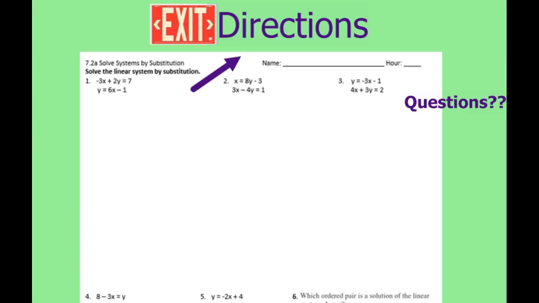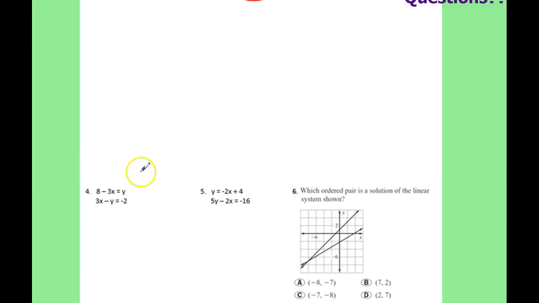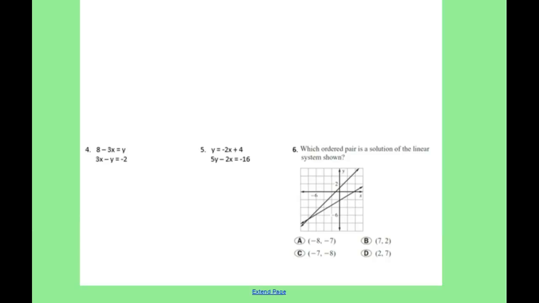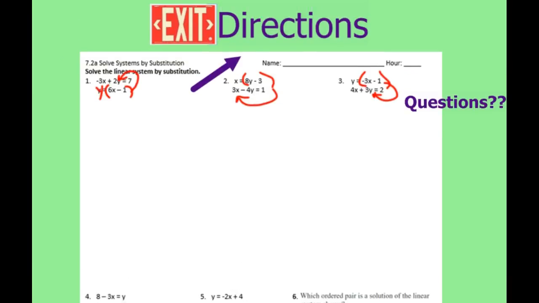Alright, your homework is using substitution. So remember, take your equation that has the letter all by itself and plug it in to the other equation. Take this, plug it into the bottom. Take this, plug it in to the bottom. Same thing. Then you do have one that is multiple choice. So you have 5 questions plus 1 multiple choice for homework.